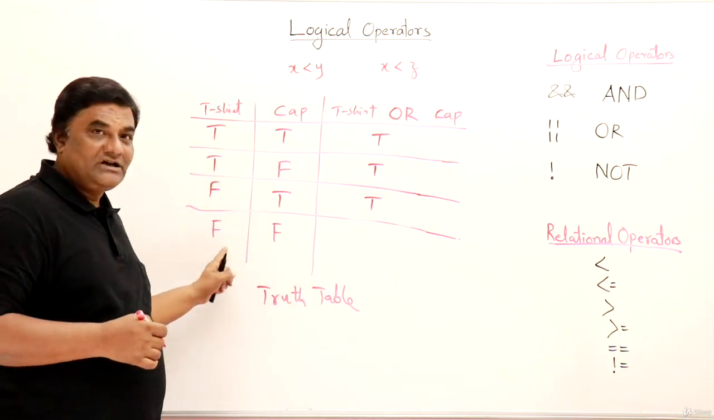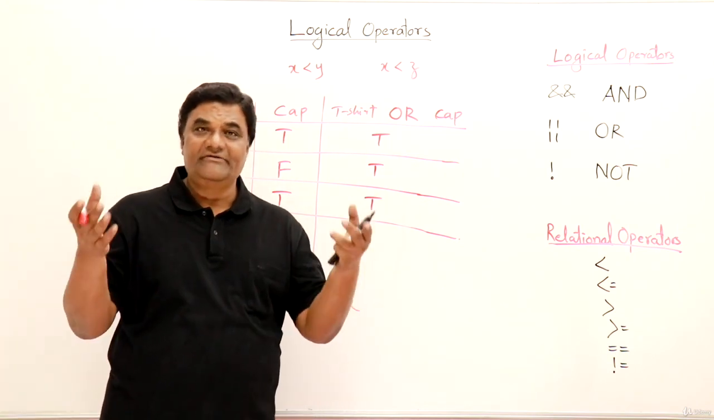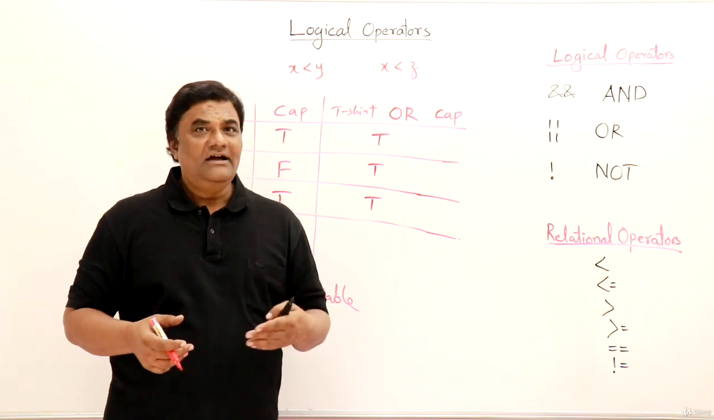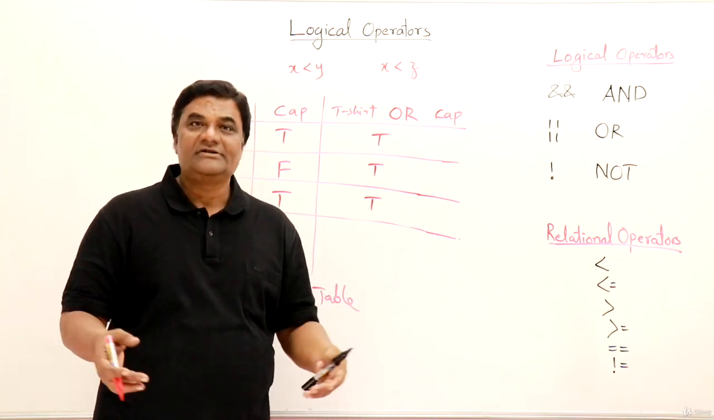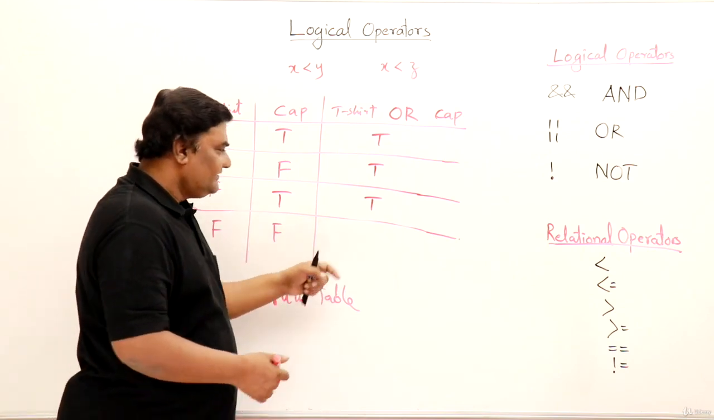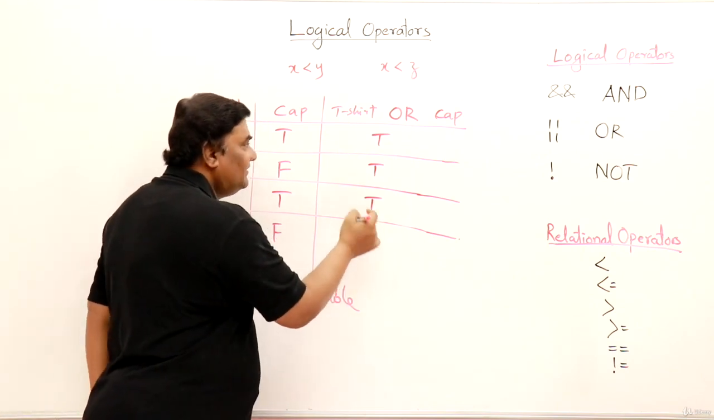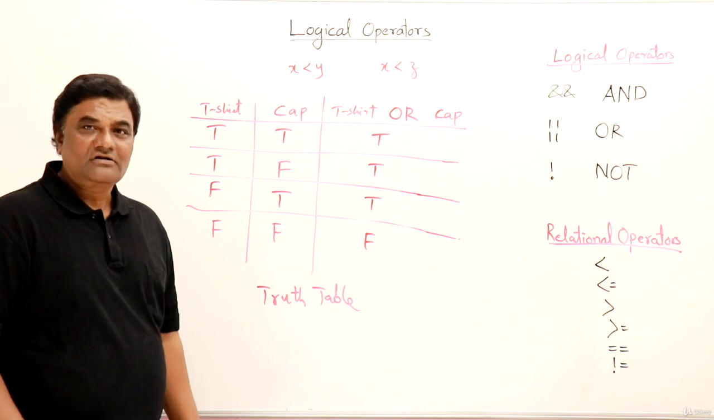Next, last one. Both are false. I am neither wearing t-shirt nor wearing a cap, but I am saying that I am wearing t-shirt or I am wearing cap. So none of them is true. Suppose none of them is true, then this is false. This is the truth table for OR.